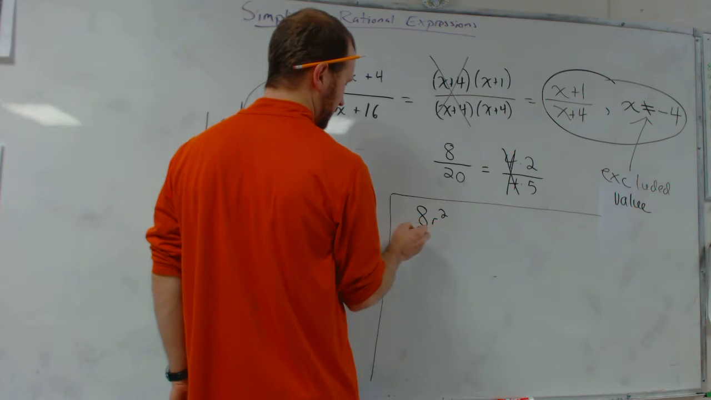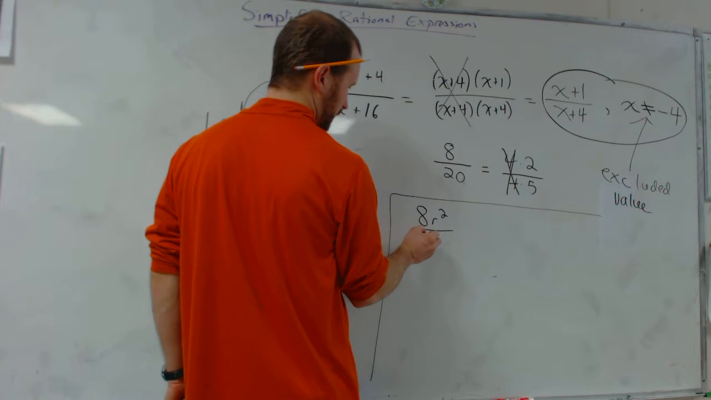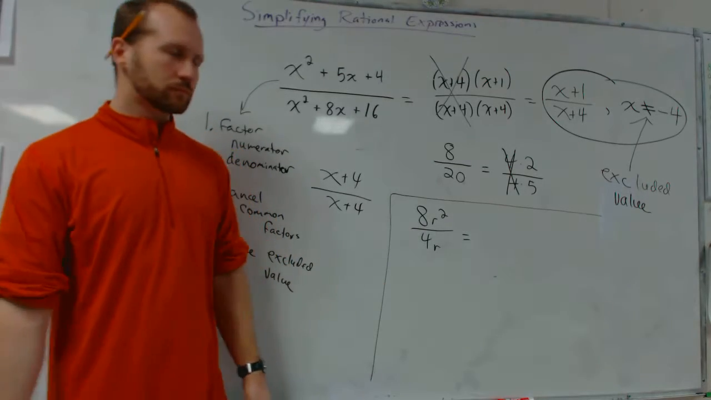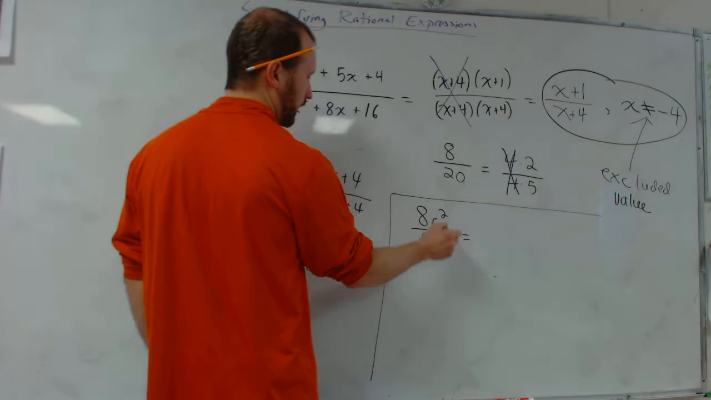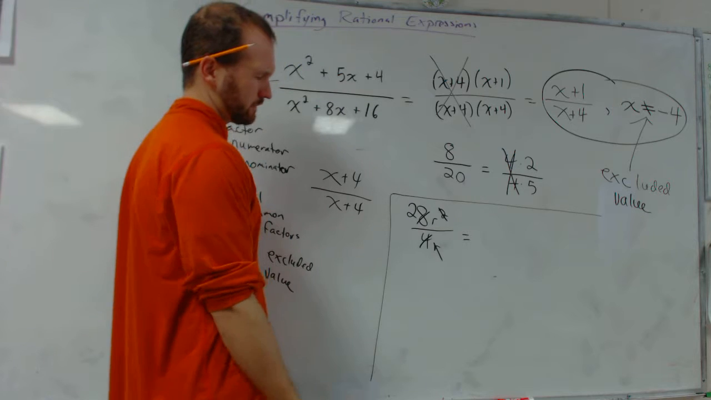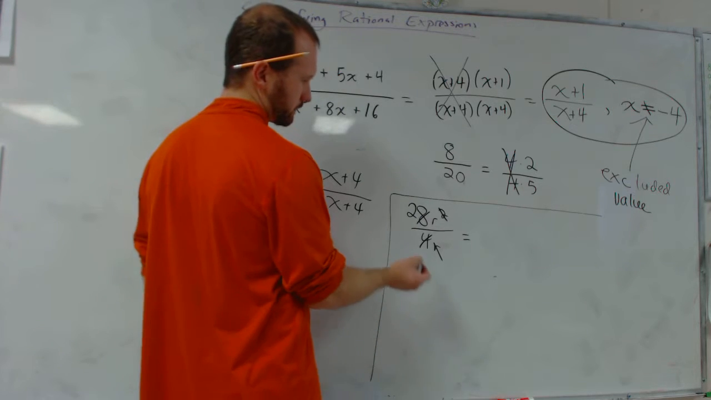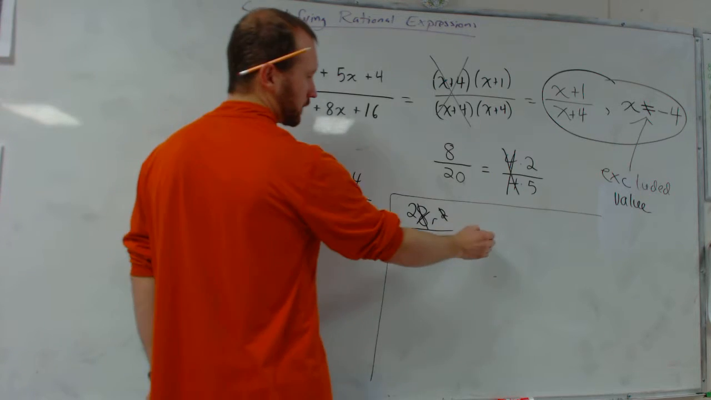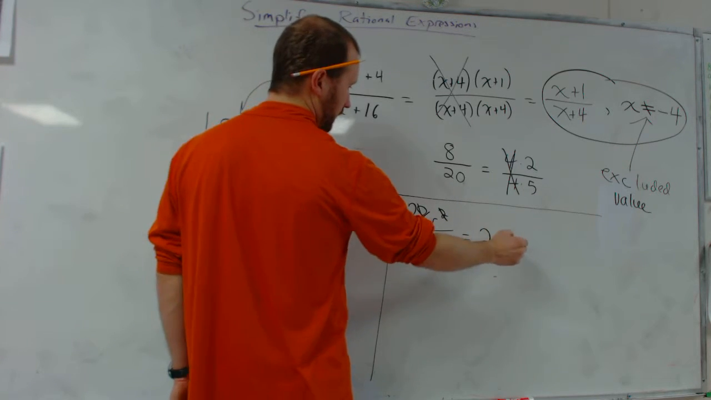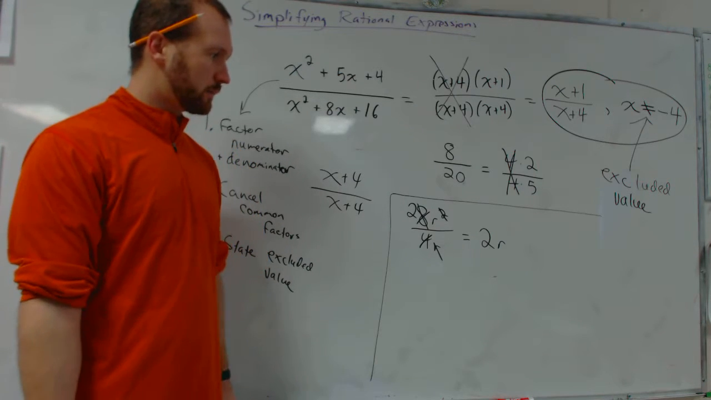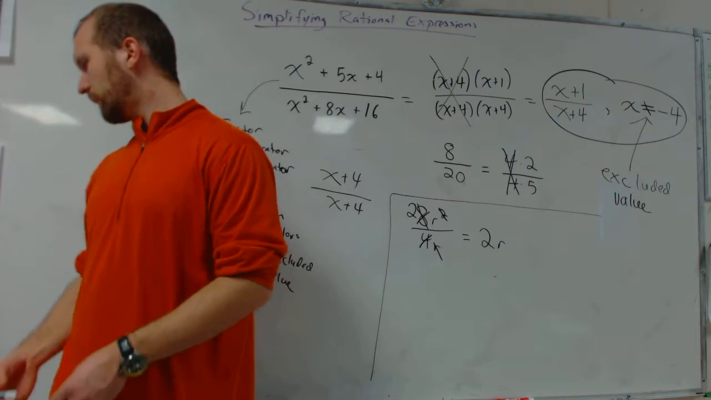8r squared over 4r. Can we simplify that? Yes, you can take out the r. I can cancel one r, and I can take out 4. So what would be left? If I cancel the 4, what's left here? 2r. There's nothing in the denominator, so it's just 2r.